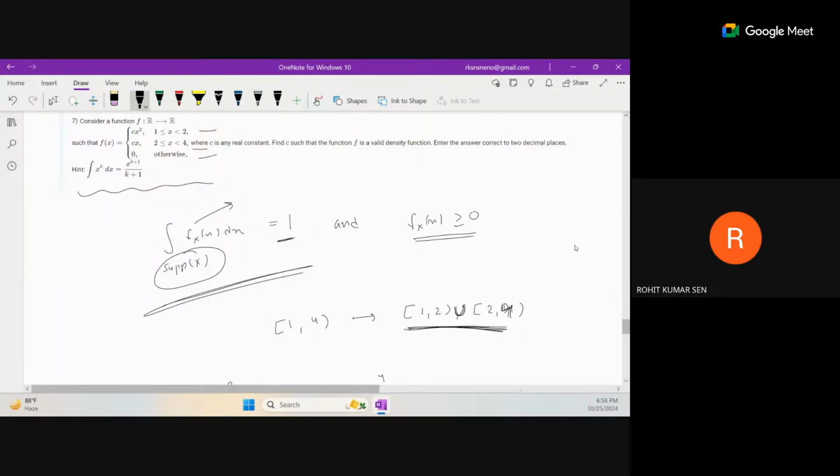Density 0 means you are out of support. If density is 0, there is no probability, so you are out of support. Support means the region where you have density not 0, meaning a little greater than 0. Okay, so we will solve another question now.